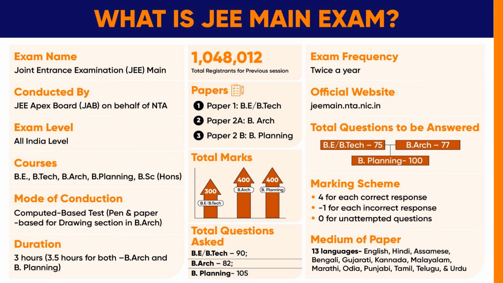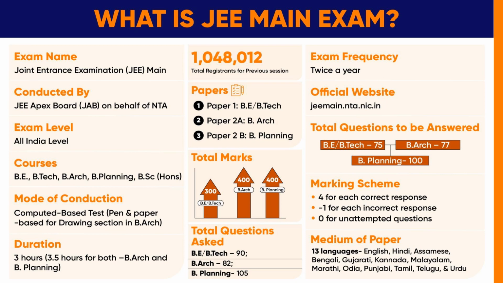The duration of the exam will be 3 hours, 3.5 hours for both B Architecture and B Planning. The paper consists of Paper 1 for BE or BTech, Paper 2A for B Architecture, Paper 2B for B Planning. The total marks for BE or BTech is 300, for B Architecture is 400 and for B Planning is 400. The total questions asked in BE or BTech is 90, for B Architecture is 82 and for B Planning is 105.